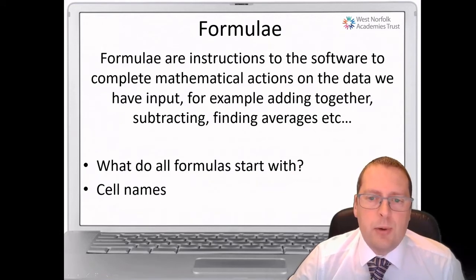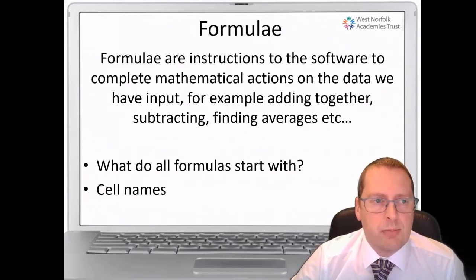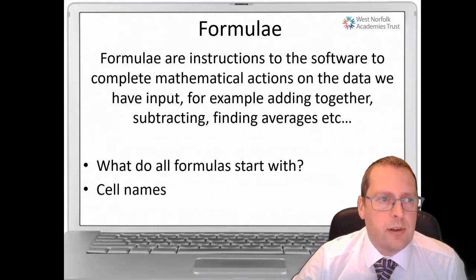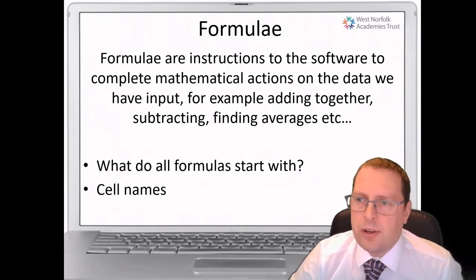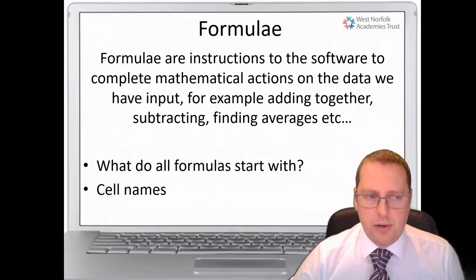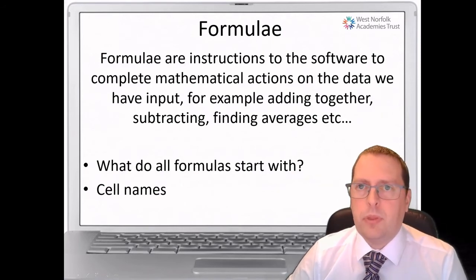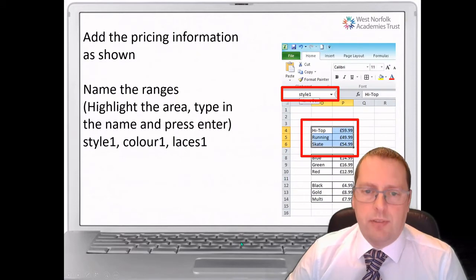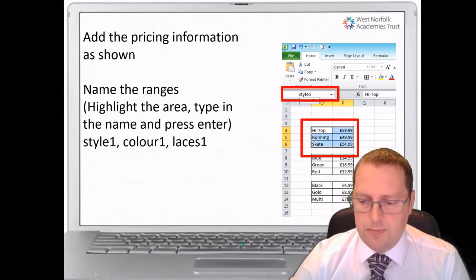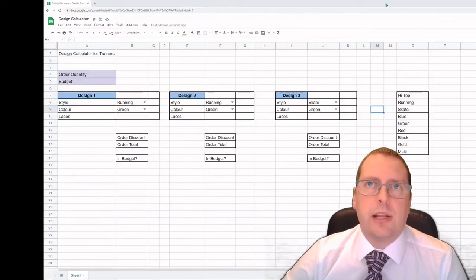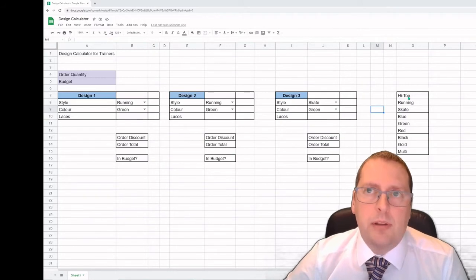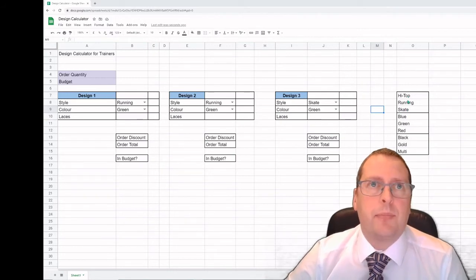And the other thing you need to be aware of is the cell names. So we did this with cell names last time, and this top corner cell here where I've got design calculator for trainers, that is cell A1. So let's have a look at this. The second thing we need to do, if we go back to our PC screen, is we need to name this bit of information here.